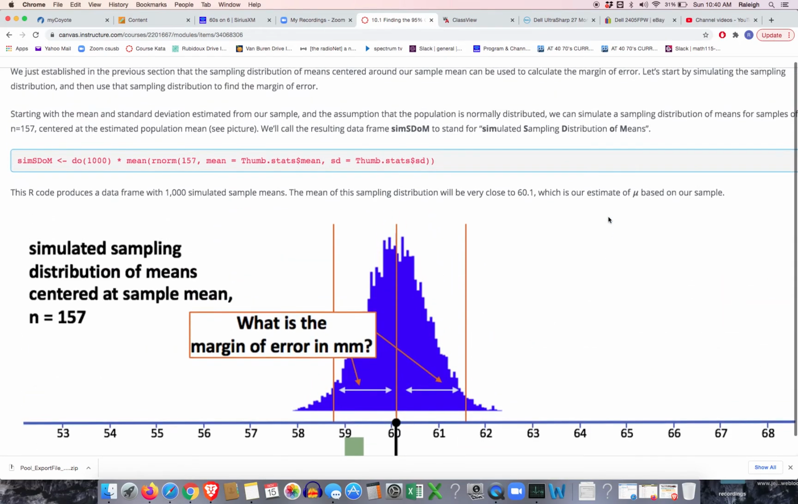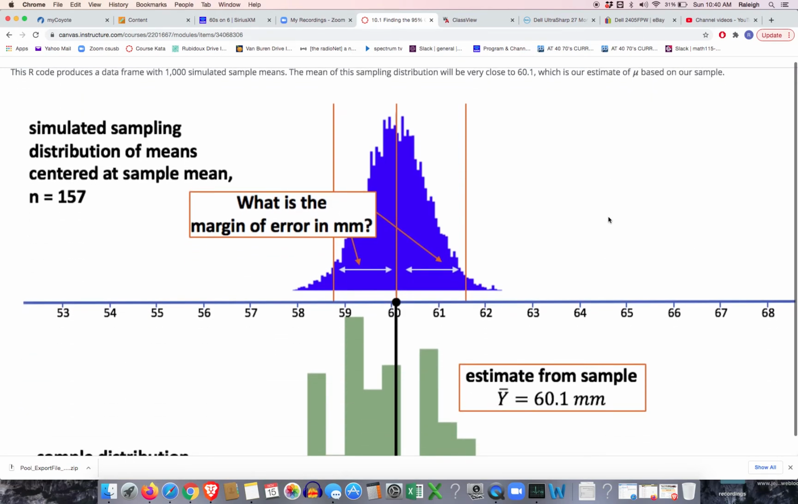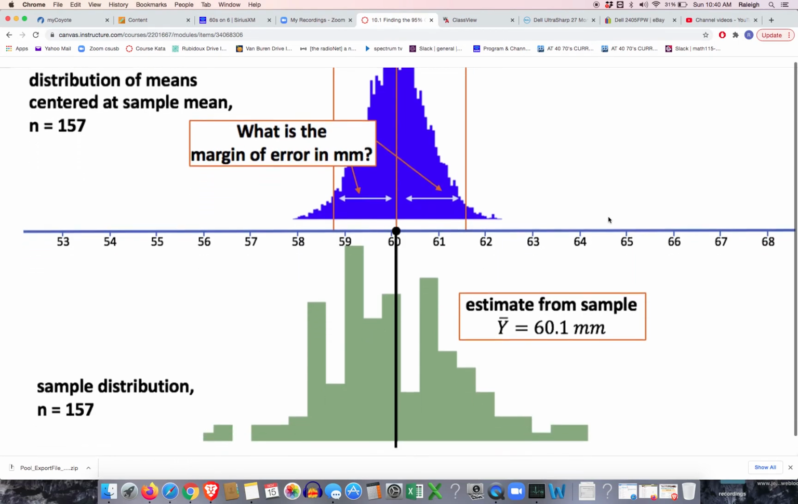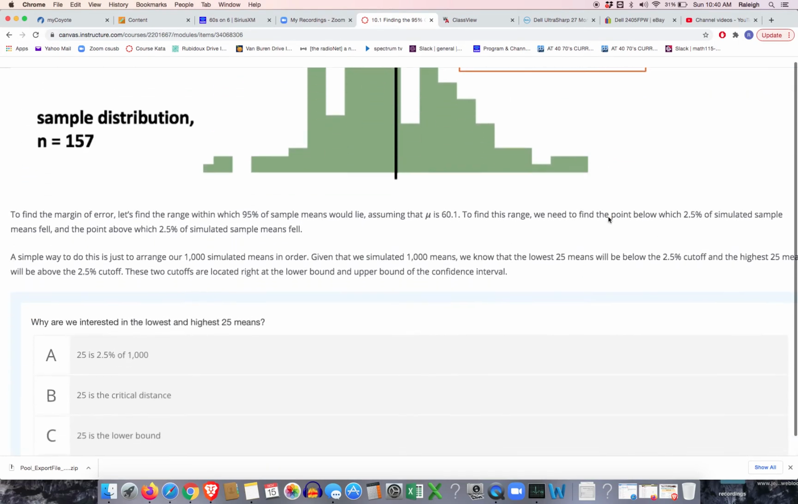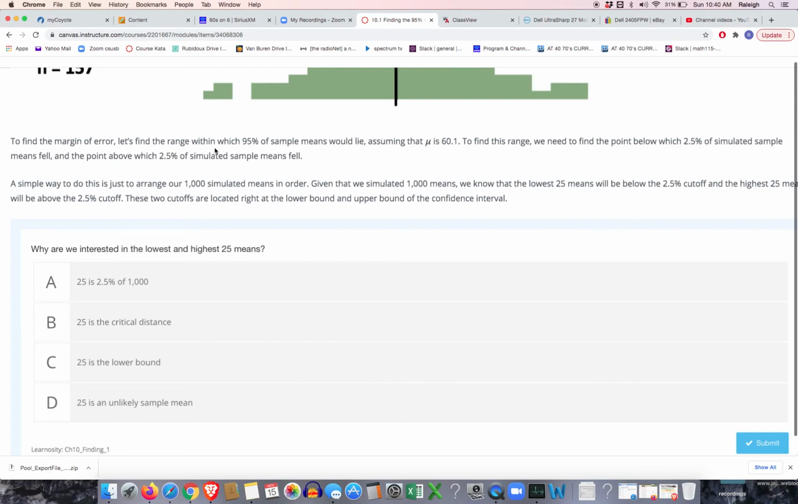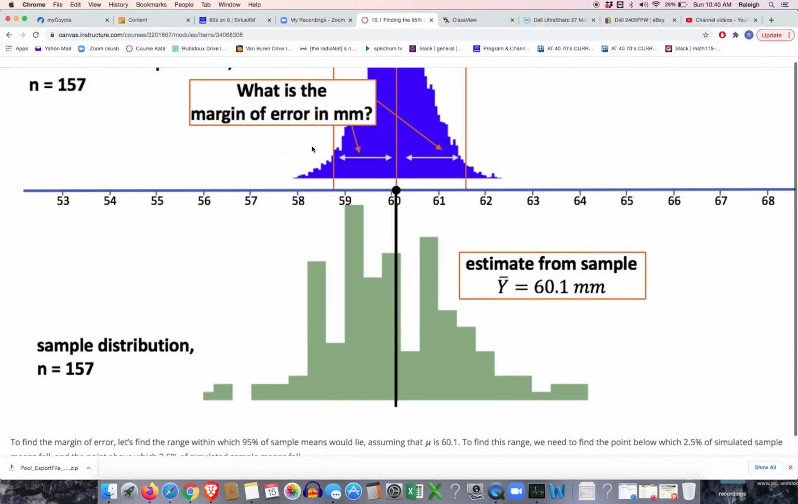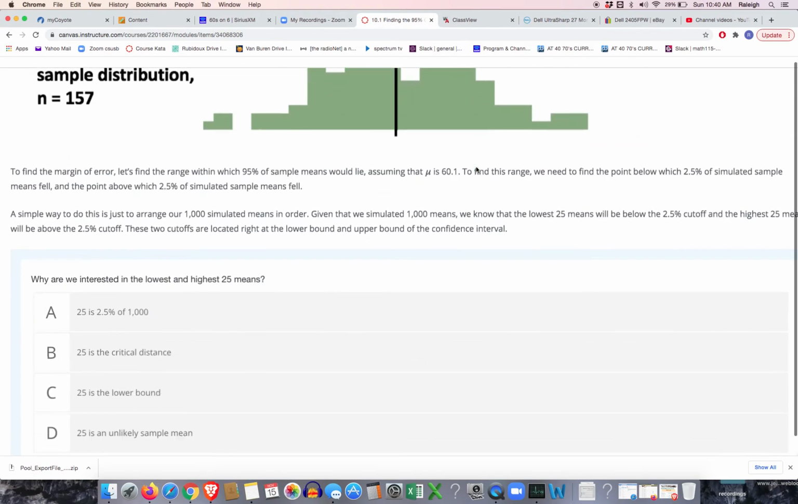Keep in mind, though, every time you run it for 1,000, it's going to be a little bit different. It'll tend to cluster in towards a settled number as you take several samples. But for now, they're going to try to find that. To find the margin of error, let's find the range within which 95% of the sample means would lie. And we're going to assume that mu is 60.1. So we'd like to find the 2.5% on the low side and the 2.5% on the high side and cut them off. Cut off the low 2.5%, cut off the highest 2.5%. Very important to do that.